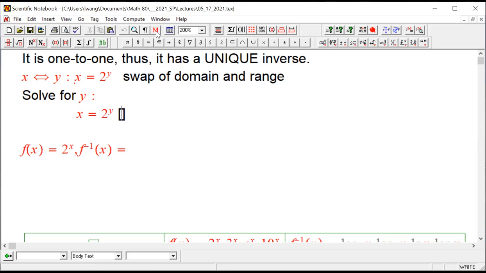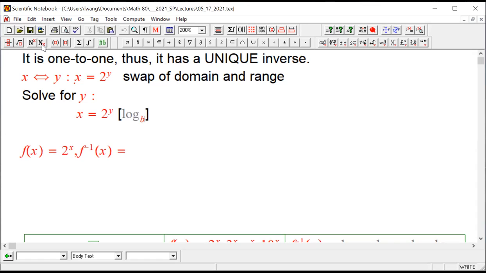What's the definition of logarithm? Log base b of omega equals triangle, if and only if b raised to the power of triangle equals omega. Remember that definition, provided that b is greater than 0, not equal to 1. In our case, I'm just referring to the definition.